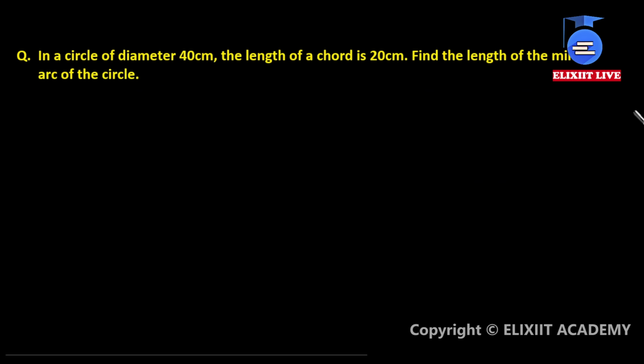In a circle of diameter 40 centimeter, the length of the chord is 20 centimeter. Achha. You have to find the length of the minor arc of the circle. Okay. First of all, the circle of diameter 40 centimeter is given and the chord length is 20 centimeter. So first of all, you need the radius, right? What they are asking for is the length of the minor arc. Arc length you have to find out.